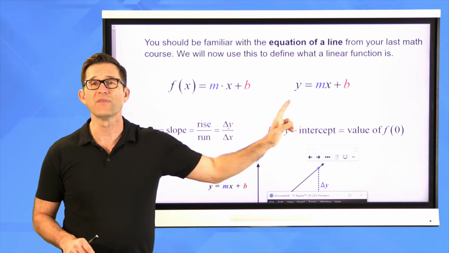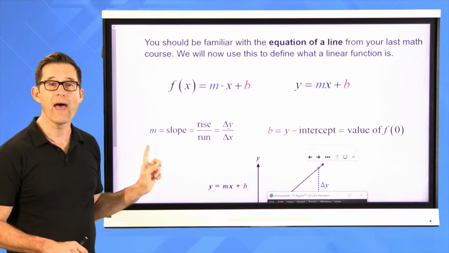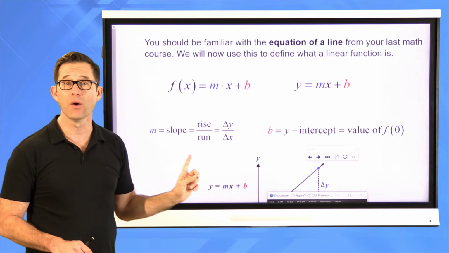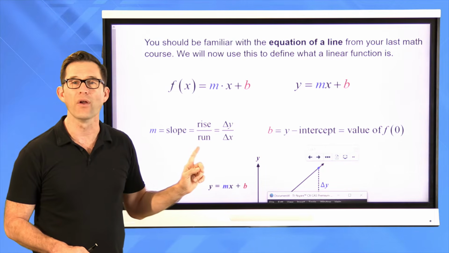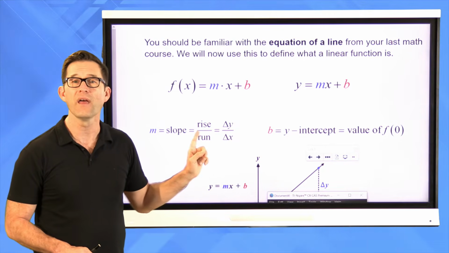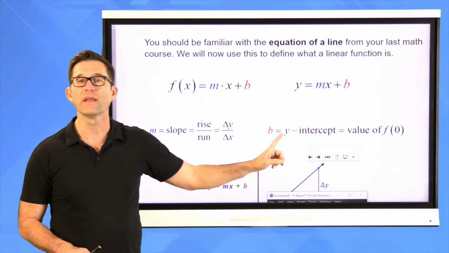Oftentimes we just write this as y equals mx plus b, right? Where the m is the slope, also known as the rate of change. We sometimes call it the rise over the run, the run being the horizontal movement and the rise being the vertical movement. And the number that's added on is the y-intercept.